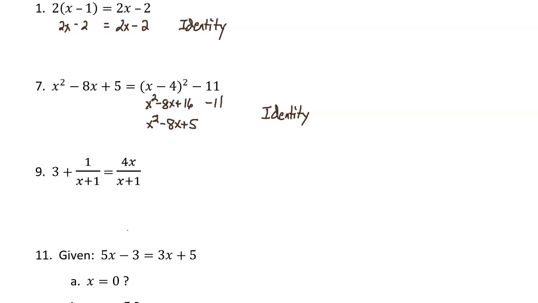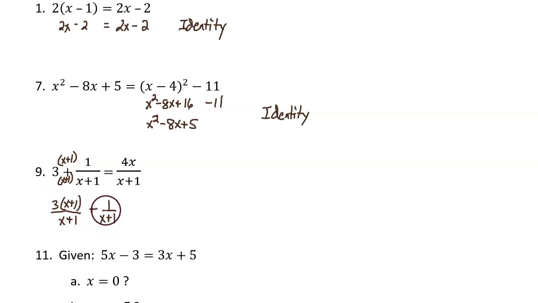Question 9, same question. Is this a conditional equation or an identity? Let's do some simplification on the left side. These can't be added together right now because they don't have the same denominator. So let's make this first term have the same denominator as this fractional term by multiplying the top and bottom by x plus 1. It will become 3 times x plus 1 all over the denominator x plus 1. The next term remains the same.